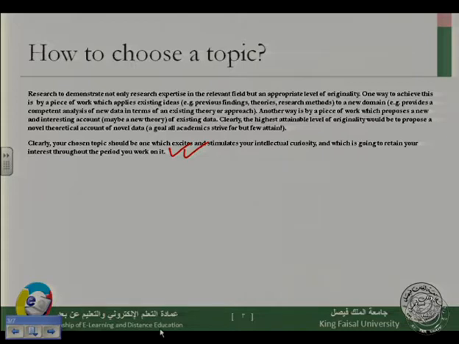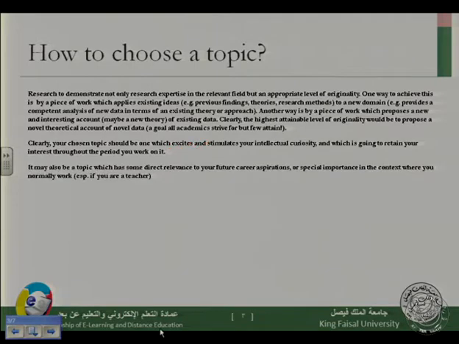No. Try to choose a topic that stimulates your intellectual ability, that excites you, that's very interesting to you, so you can do it from A to Z. No complaints in the middle, no cursing yourself or cursing your topic. So be careful in choosing your topic.